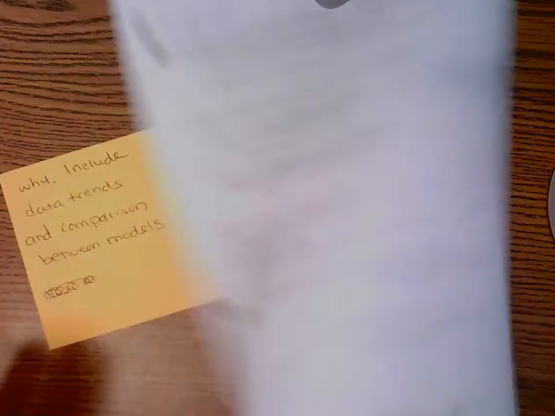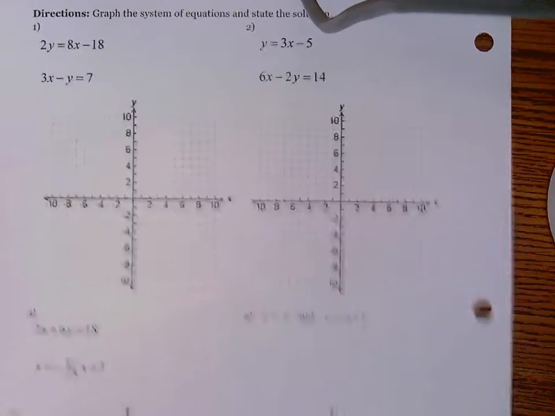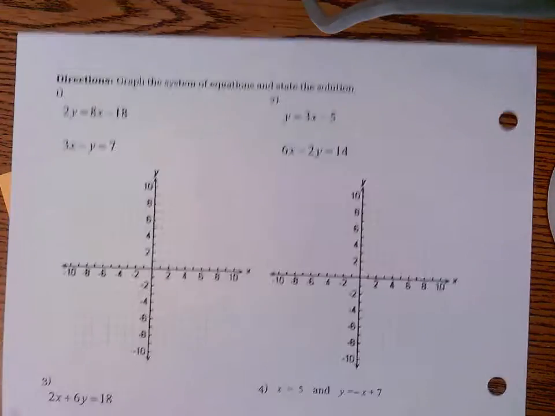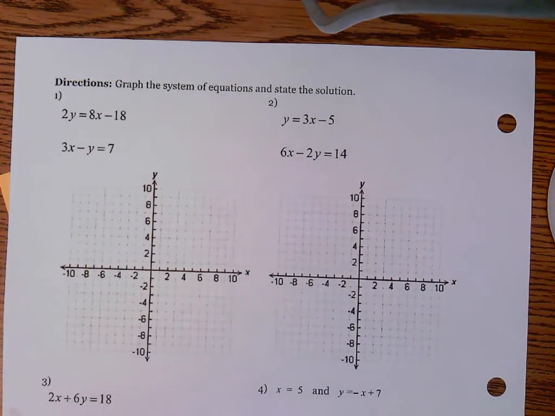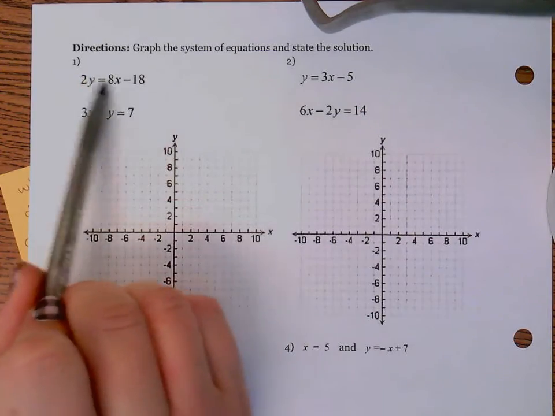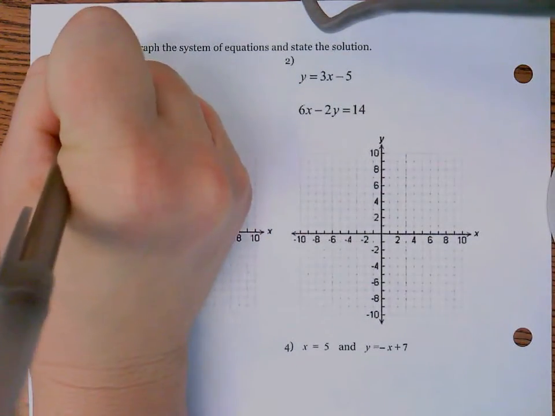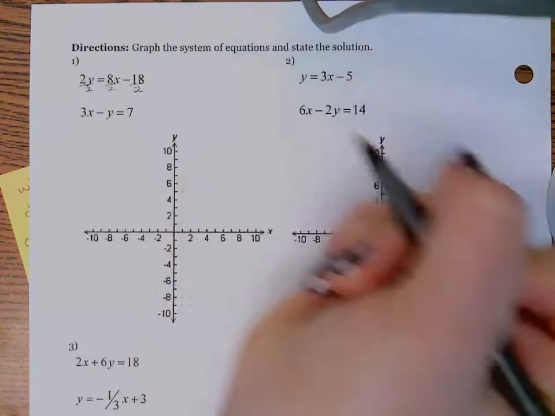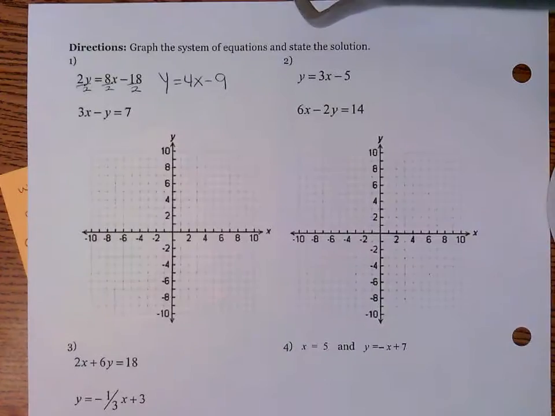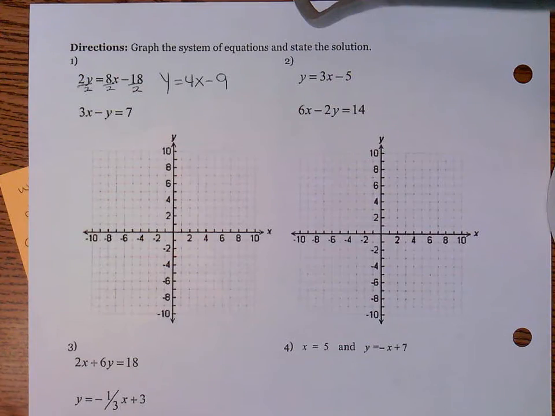Okay, so let's look at number one together. I'm jumping into a harder problem because neither of them is set up in graphing form. I guess the second one is standard form kind of, but I'm going to put this into slope-intercept form by dividing by 2. So I've got y equals 4x minus 9. So that is now ready to graph.